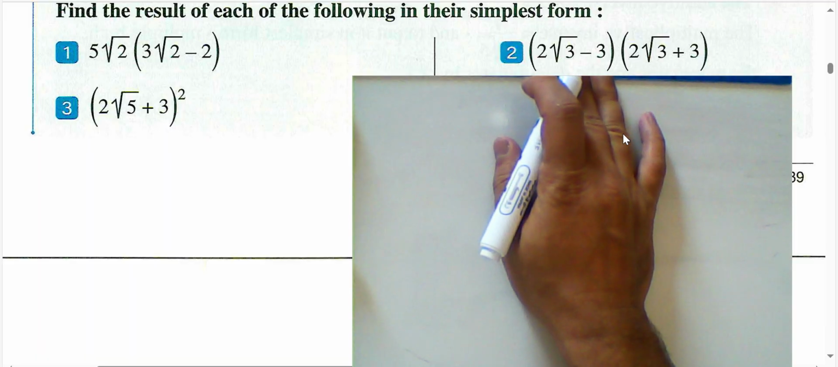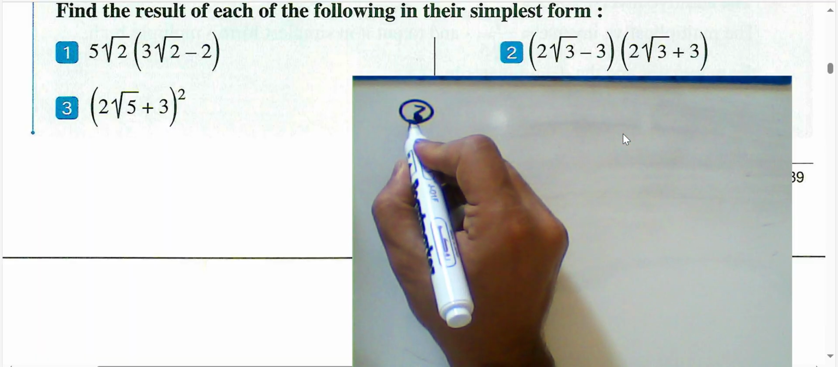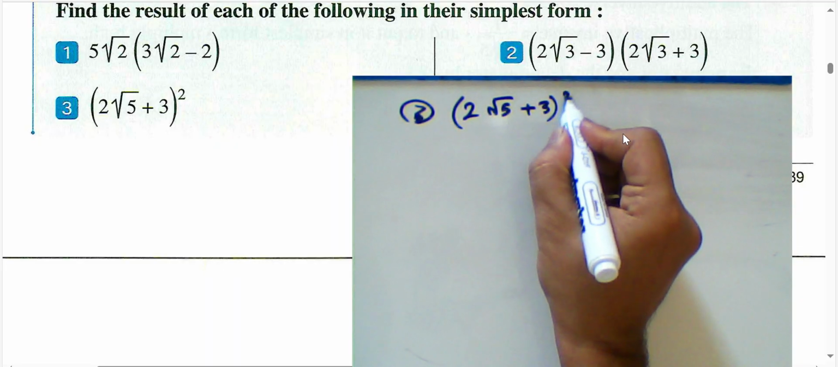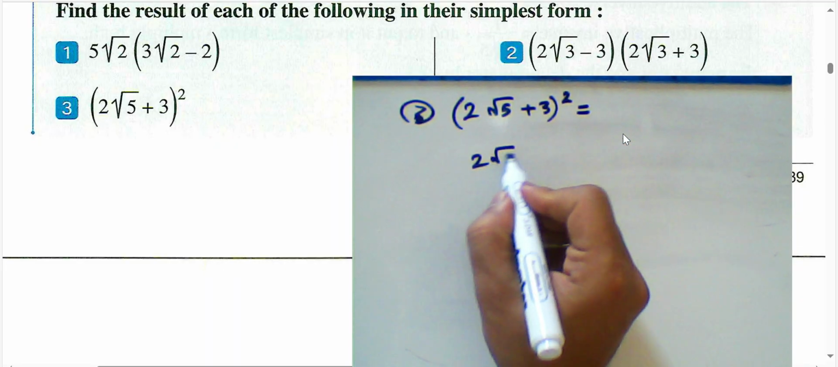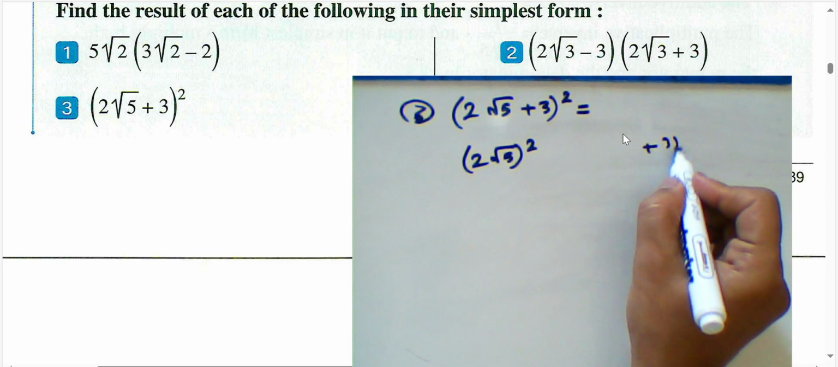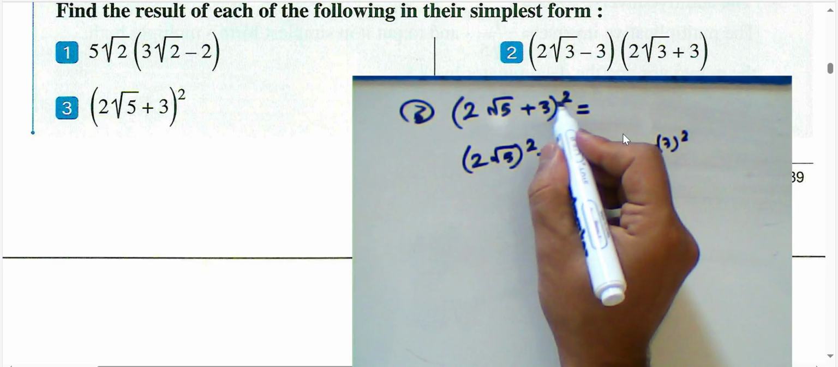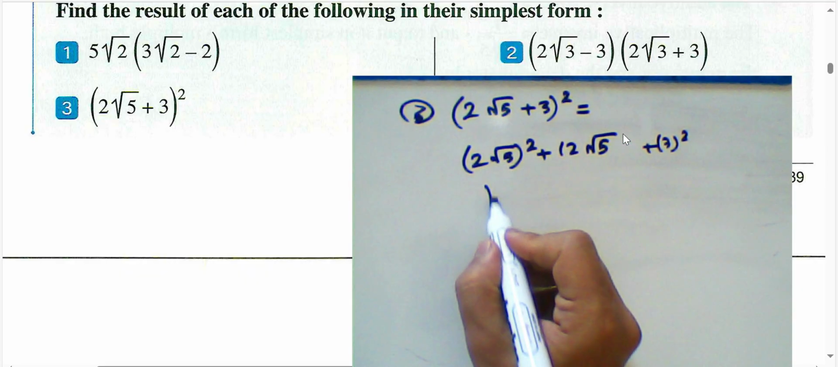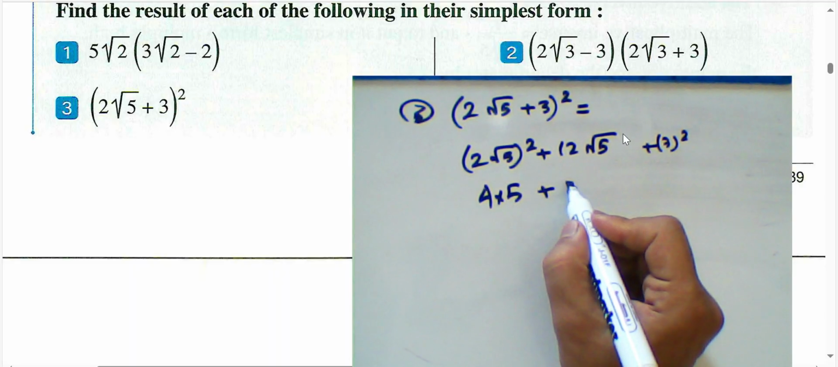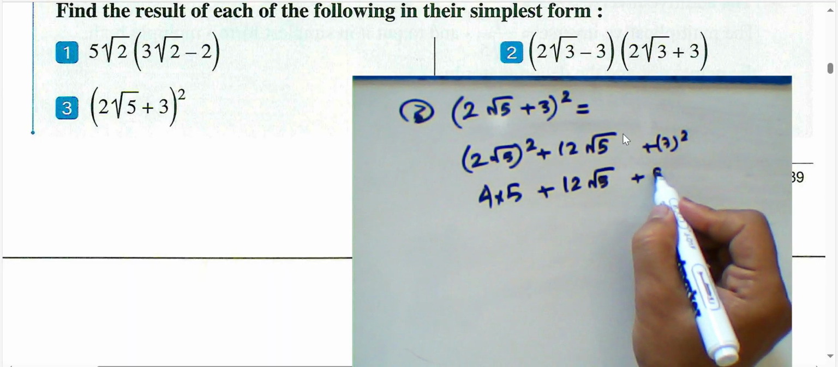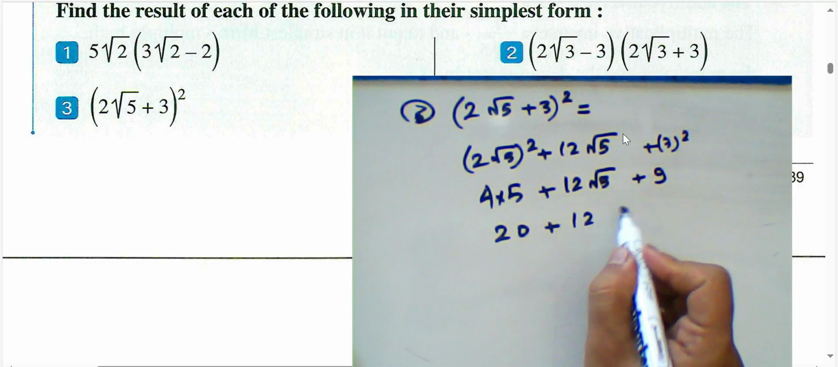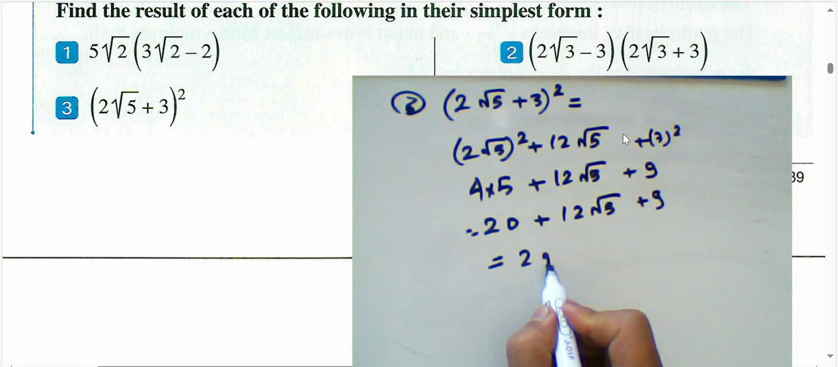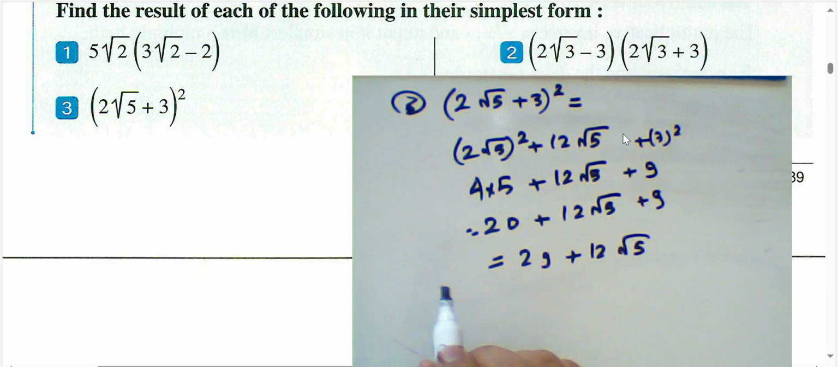Question number 3. Two root 5 plus 3, to the power 2. We have 2 root 5 to the power 2 and 3 to the power 2. In the middle, 2 times 3 times 2 root 5: 2 times 3 is 6, 6 times 2 equals 12, so 12 root 5. 2 to the power 2 is 4 and root 5 to the power 2 will be 5, plus 12 root 5, plus 3 to the power 2 is 9, and 4 times 5 is 20. So 20 plus 12 root 5 plus 9. 20 plus 9 will be 29 plus 12 root 5.